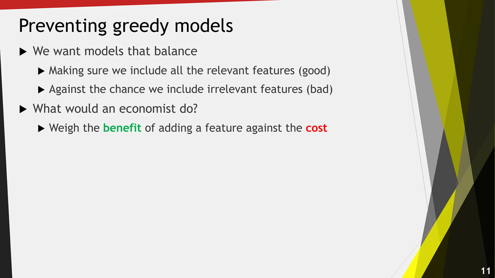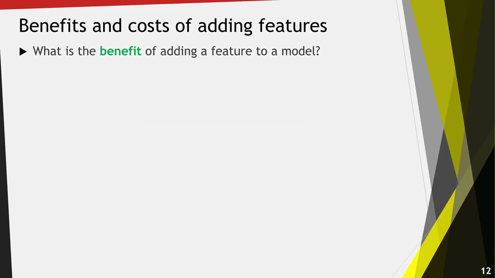In the end, we want models that are balancing against 2 factors. We want to make sure we include all relevant features. These are good for predictions. But we also want to balance that against the chance that we include irrelevant features, which are bad for predictions because our models will not perform well out of sample. What would an economist do in this case? They'd weigh the benefit of adding a feature to a model against the cost of adding a feature to a model.